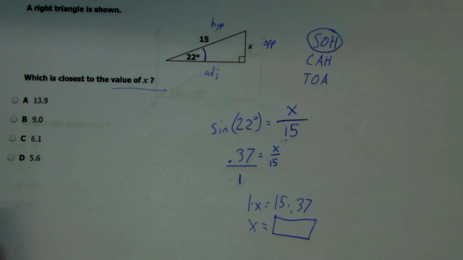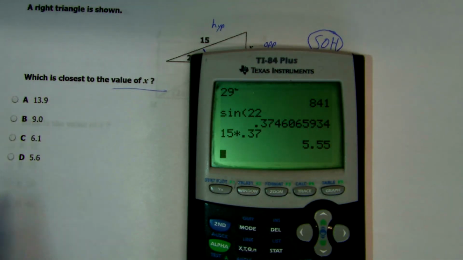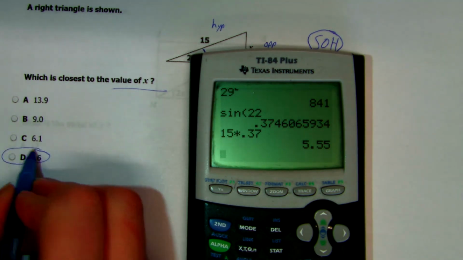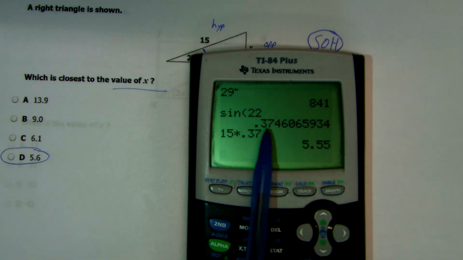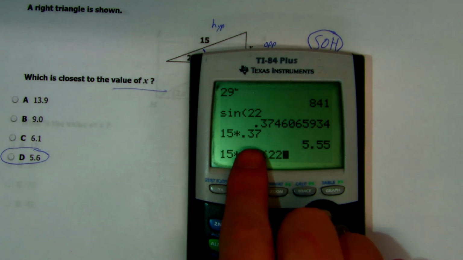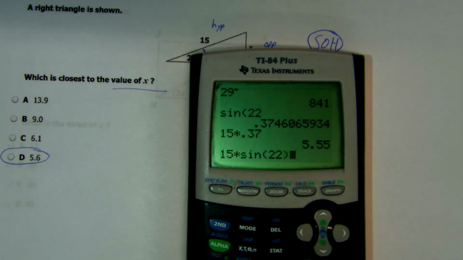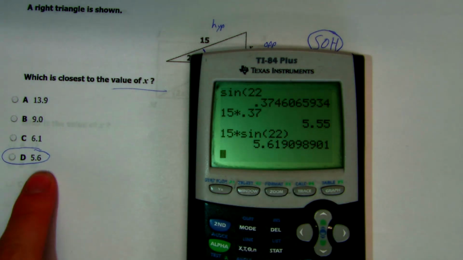You have 15 times 0.37, and our answer is 5.55, which would be about 5.6. Answer choice D. Notice that when I rounded 0.3746 to 0.37, I underestimated it a little bit, so I'm a little under answer choice D. You could also just do 15 times the sine of 22, because that's what we did. We said sine of 22 was 0.37. If you type this in your calculator, you get 5.619, which is a little bit more accurate and is more closely aligned with the answers provided.